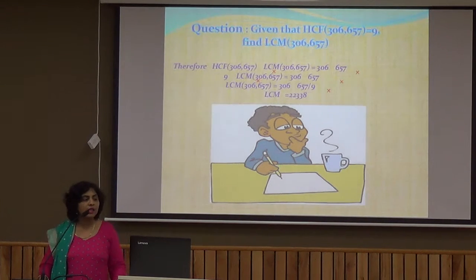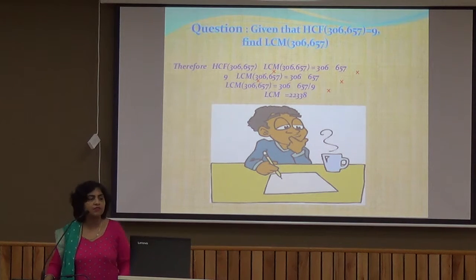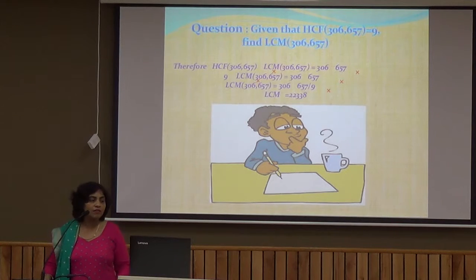Let's take another example: the HCF of 306 and 657 is 9. You have to calculate the LCM. We can take help of this relationship: if we divide the product of these numbers by the HCF, we get the LCM. So first we multiply 306 and 657 and then divide by the HCF to get the LCM as 22,338.